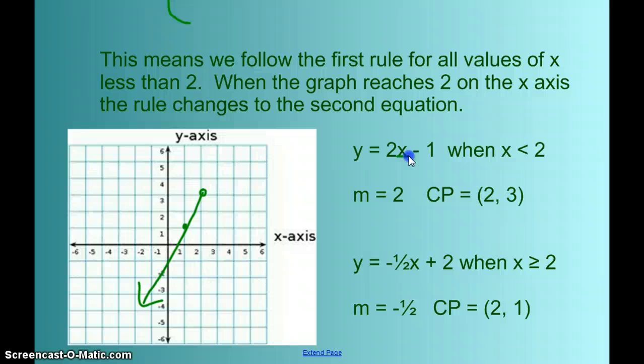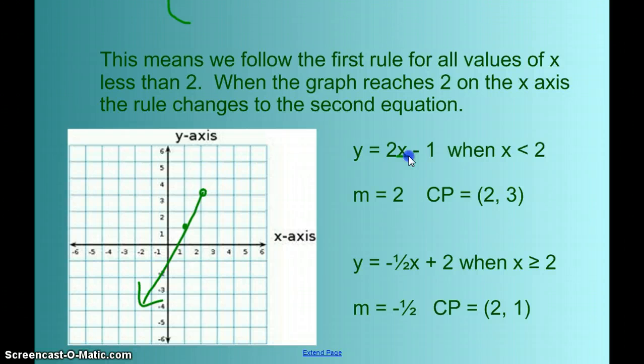And you'll notice here, we're working with two different functions, two different equations. So we're going to treat them as completely separate problems. We're not going to try to graph the whole formula at one time. We're graphing two separate problems. So you can see our second equation over on the right is y equals negative 1/2 x plus 2 for when x is greater than or equal to 2. So our slope is negative 1/2 and our critical point is 2, 1.